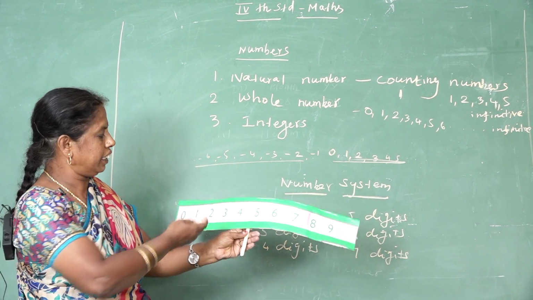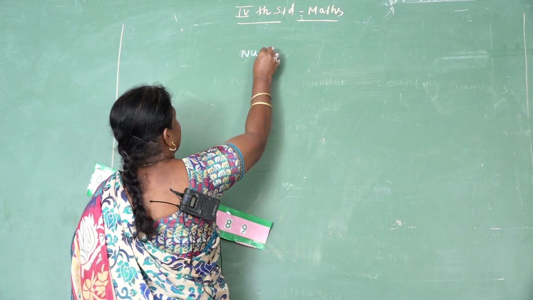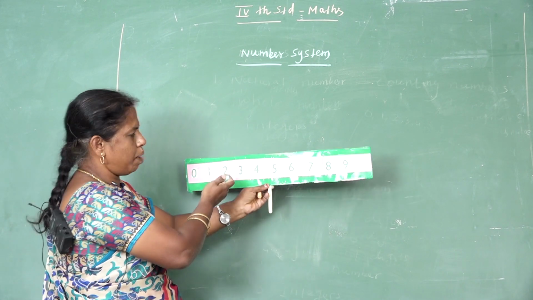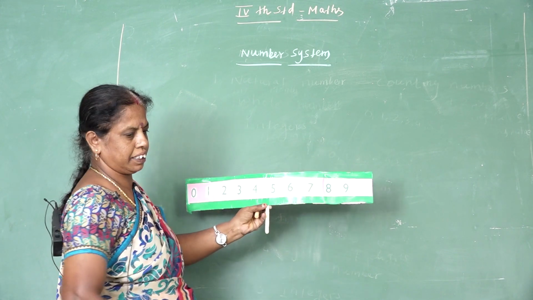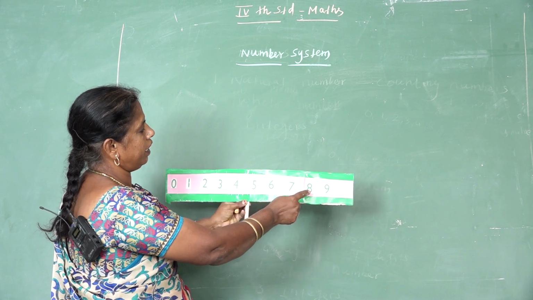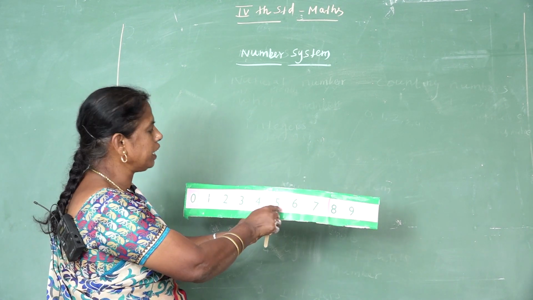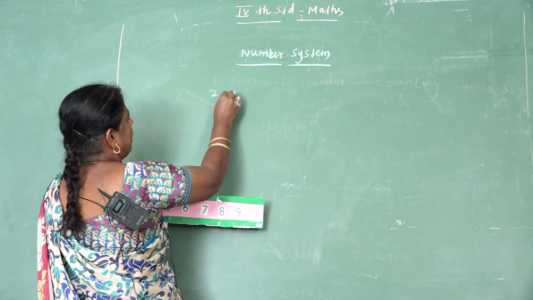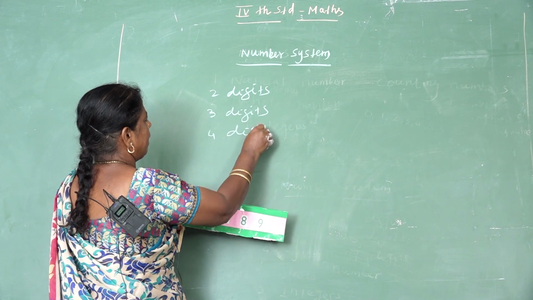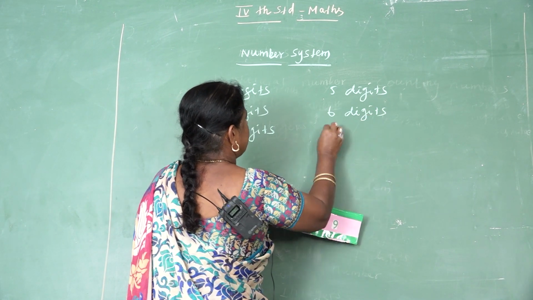Okay children, see this chart. Which is the smallest 1 digit number? Now we are seeing about number system. The number system contains 10 digits: 0, 1, 2, 3, 4, 5, 6, 7, 8, 9. Totally how many numbers? 10 numbers. By using these numbers we make 2 digits, 3 digits, 4 digits, 5 digits, 6 digits, 7 digits.